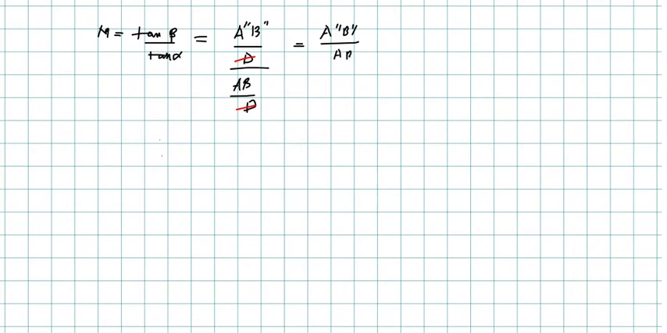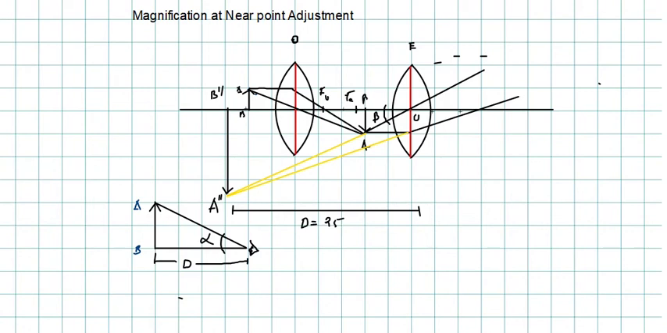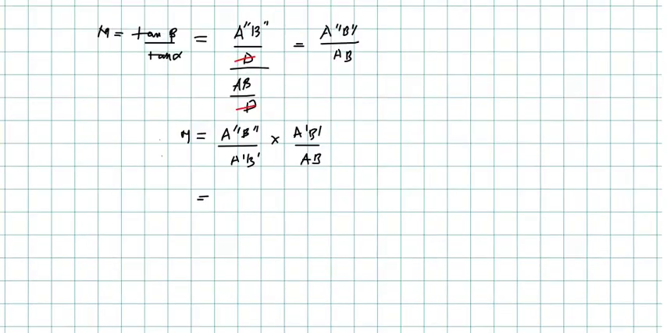Now let us multiply. M we can write like this: A double prime B double prime by A prime B prime, into A prime B prime by AB. We are just multiplying and dividing by A prime B prime. Now A prime B prime by AB is the magnification of the objective, and A double prime B double prime by A prime B prime is the magnification of the eyepiece. Therefore total magnification can be written as MO into ME, right?